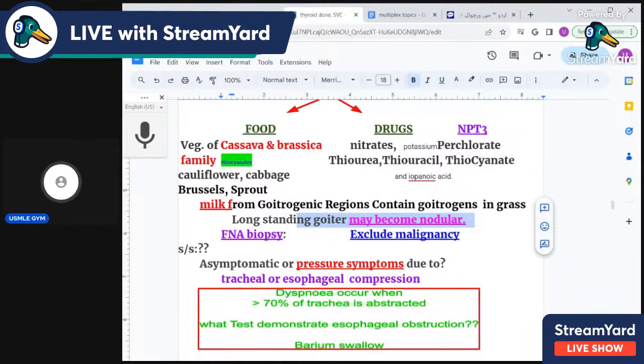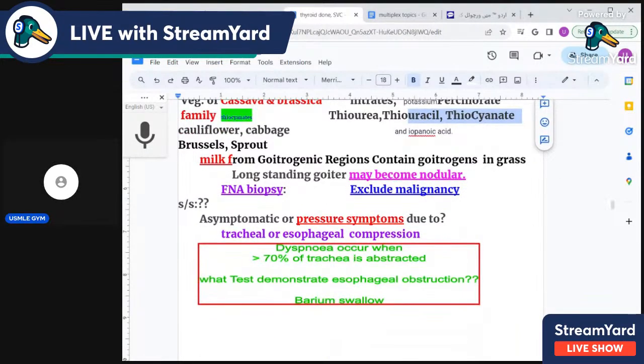The other cause is drugs that are goitrogens. The mnemonic is NPT3: N for nitrates, P for perchlorate, and 3T for thiourea, thiouracil, and thiocyanates. They are goitrogenic.